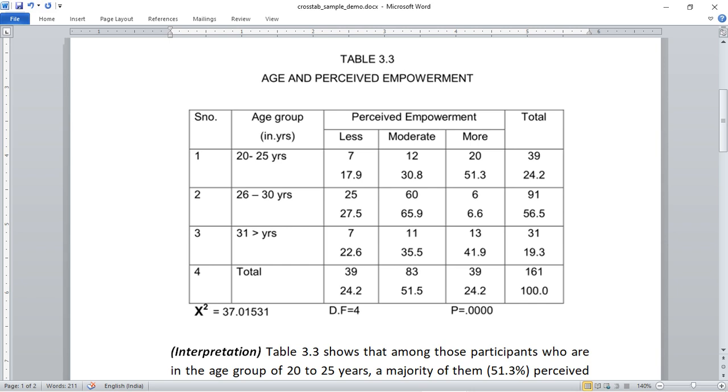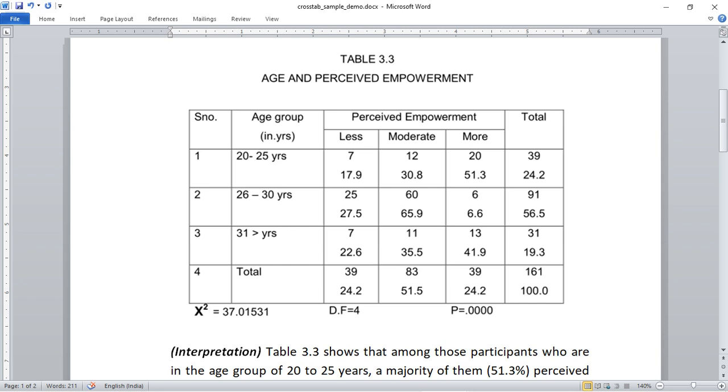So among 20 and 25 years of age group respondents, a majority, because more than 50 means majority, as in the previous slide I have shown you, a majority of the respondents perceived more empowered. In the brackets, you have to mention 51.3%, followed by nearly one third. If you remember that slide, I have explained to you the interpretation of percentages. Nearly one third perceived moderately empowered. Full stop. The remaining, in the brackets, you can say 17.9, the remaining perceived less. Now that's it. You can go to the second paragraph.